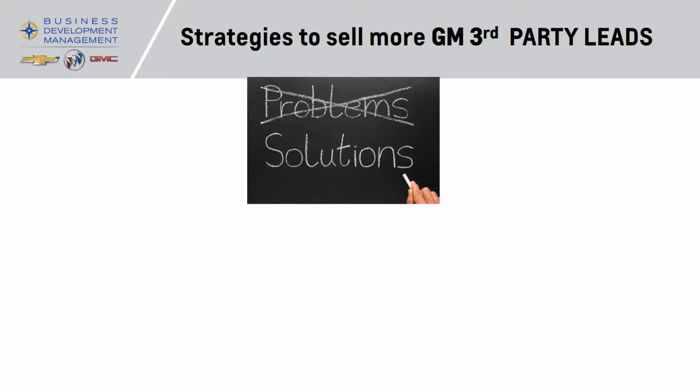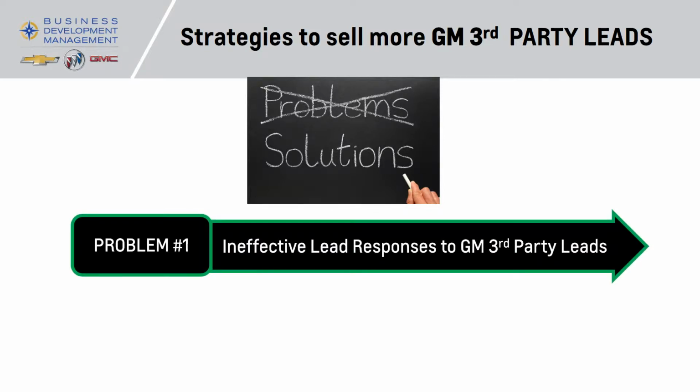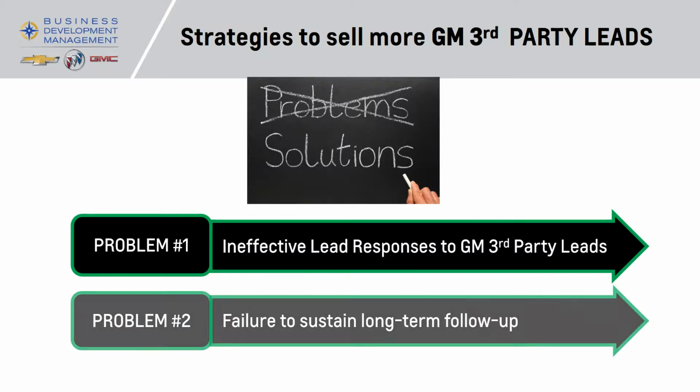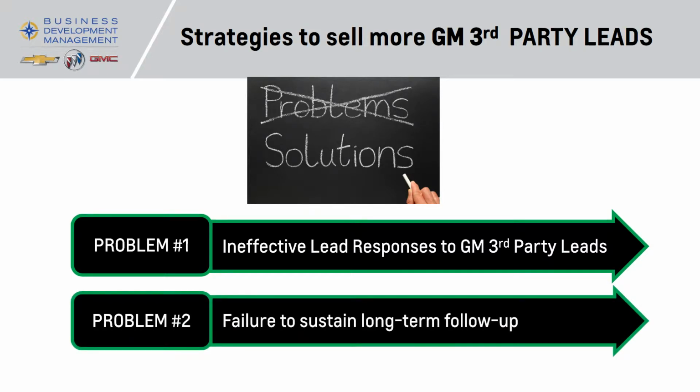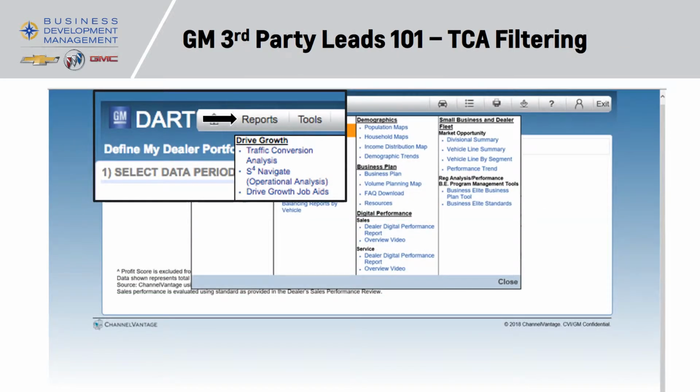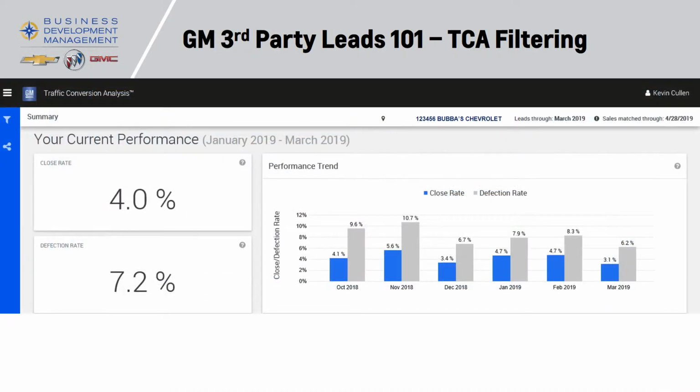All right, and here are the two strategies to sell more. We put it into two problem formats. Problem one, their ineffective lead response, and then problem number two, the failure to sustain it once they tighten up the quality of the responses. We did a lot of brainstorming with the team about what everybody's experienced. And this nationally has been a challenge. I talked to all the other 4 regions, and they're gradually making progress. But this has been a tough nut to crack. So again, we'll show how to access, get into the TCA, look at the summary, what their current performance is.